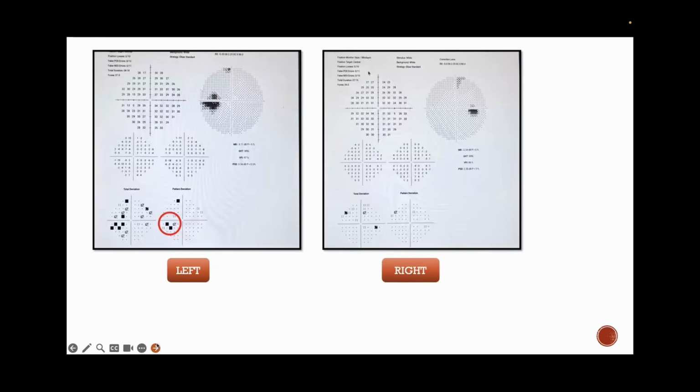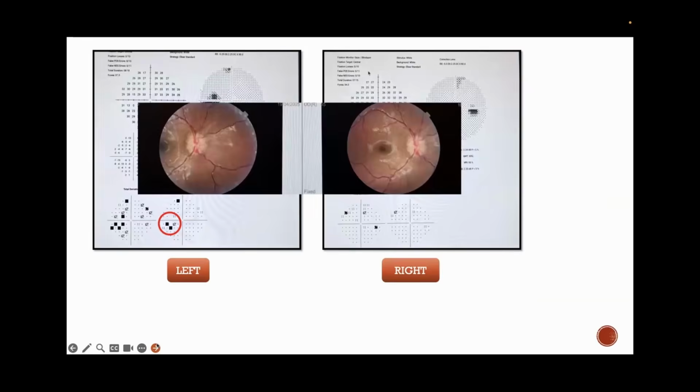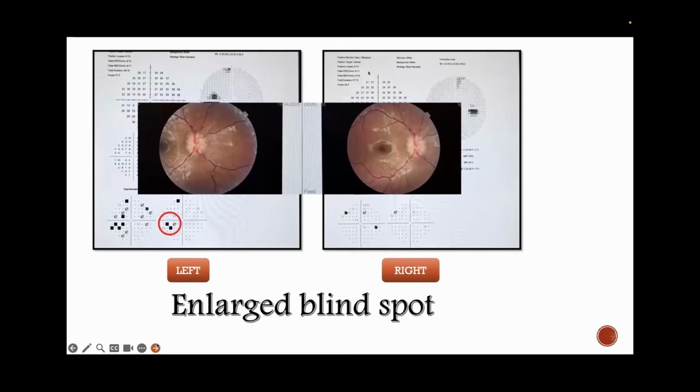If you look at it carefully, in the left eye, there is a blind spot and there is a scotoma which is just abutting that. So what is this? Just look at the fundus, then you will understand that this is a case of papilledema. When the disc gets edematous, the fluid leaks out from the disc and it forms an enlargement of the absolute scotoma, which is present at the optic nerve. That is called an enlargement of the blind spot. And this is seen classically in patients who have disc edema.